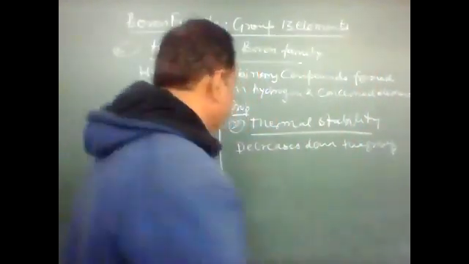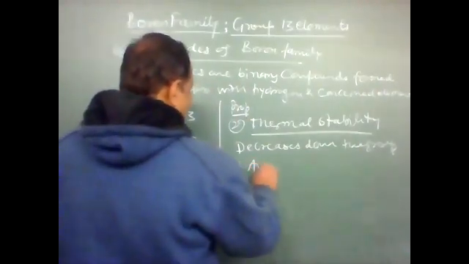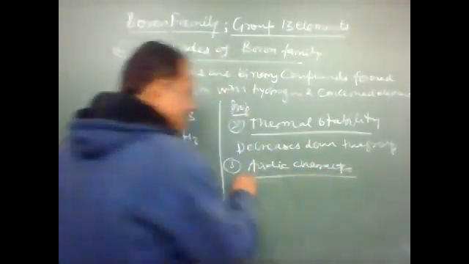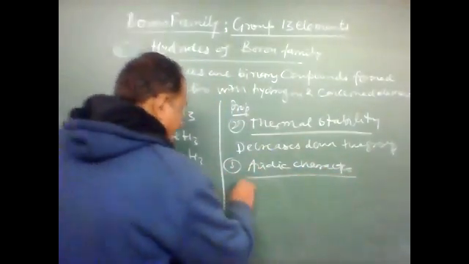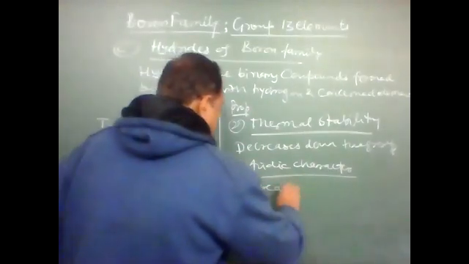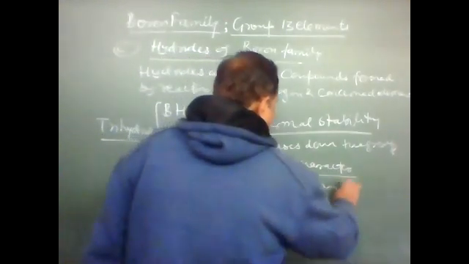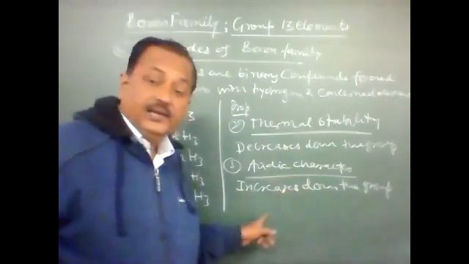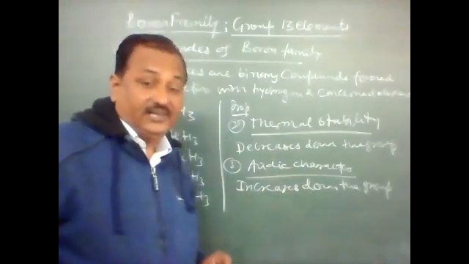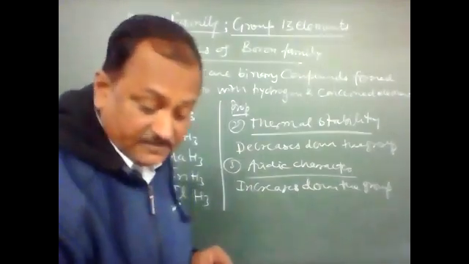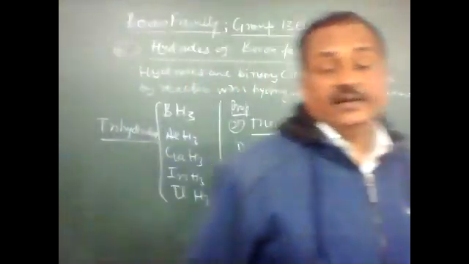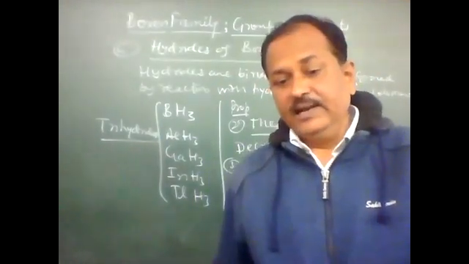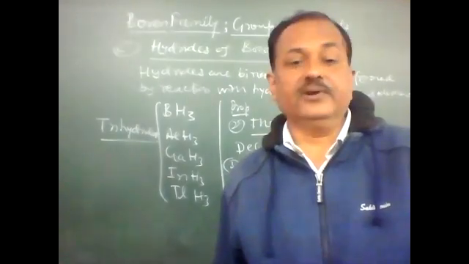Then what is acidic character? Acidic character is the tendency to lose hydrogen. It increases down the group. Why does it increase down the group? Because the tendency to lose the hydrogen increases due to atomic size increase, and so this is a very important part in the hydrides, and this is significant for the hydrides.